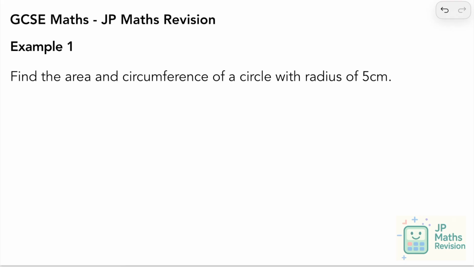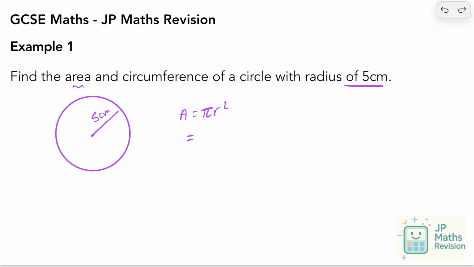Here's an example. We need to find the area and circumference of a circle with radius of 5 centimetres. If I quickly draw out this circle, the radius is 5, so I'm going to draw a line from the centre to the circumference, and that is 5 centimetres. To work out the area, I have to use the formula area equals pi r squared. Since the radius is 5, I have pi times 5 squared. 5 squared is 25, so I could write this as 25 pi. This is in exact form.